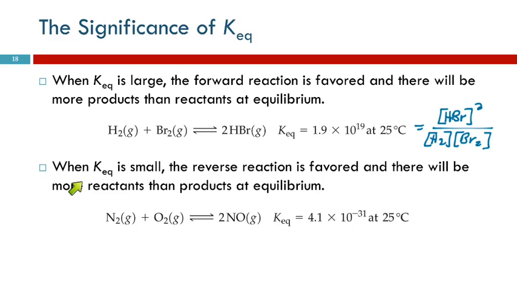If KEQ is small, the reverse reaction is favored. There's going to be more reactants than products at equilibrium. Because here, this is a crazy small number, 10 to the minus 31. This tells us that at equilibrium, there's very little nitrogen monoxide present. It's mostly nitrogen and oxygen. Any questions?